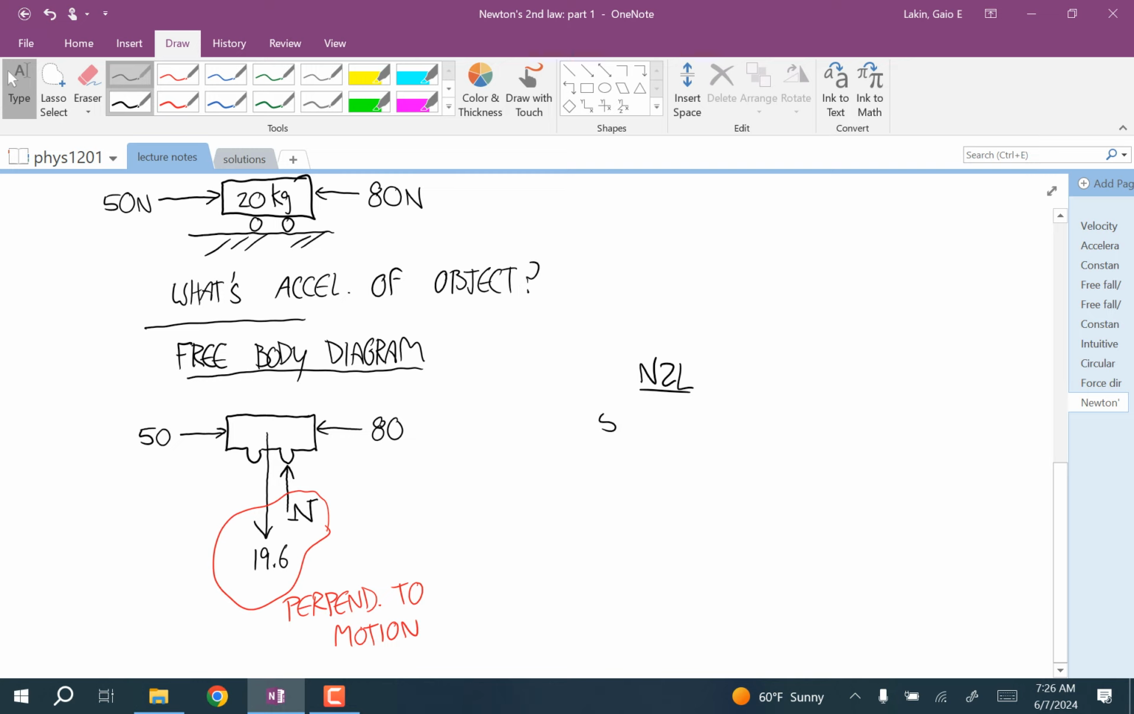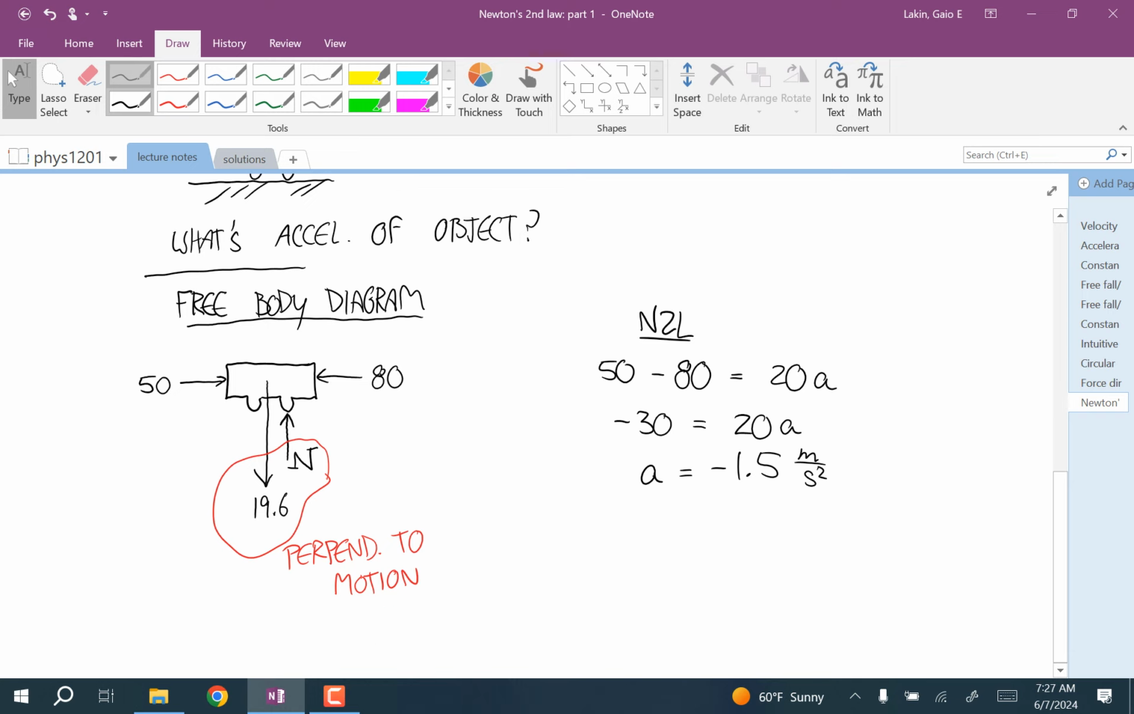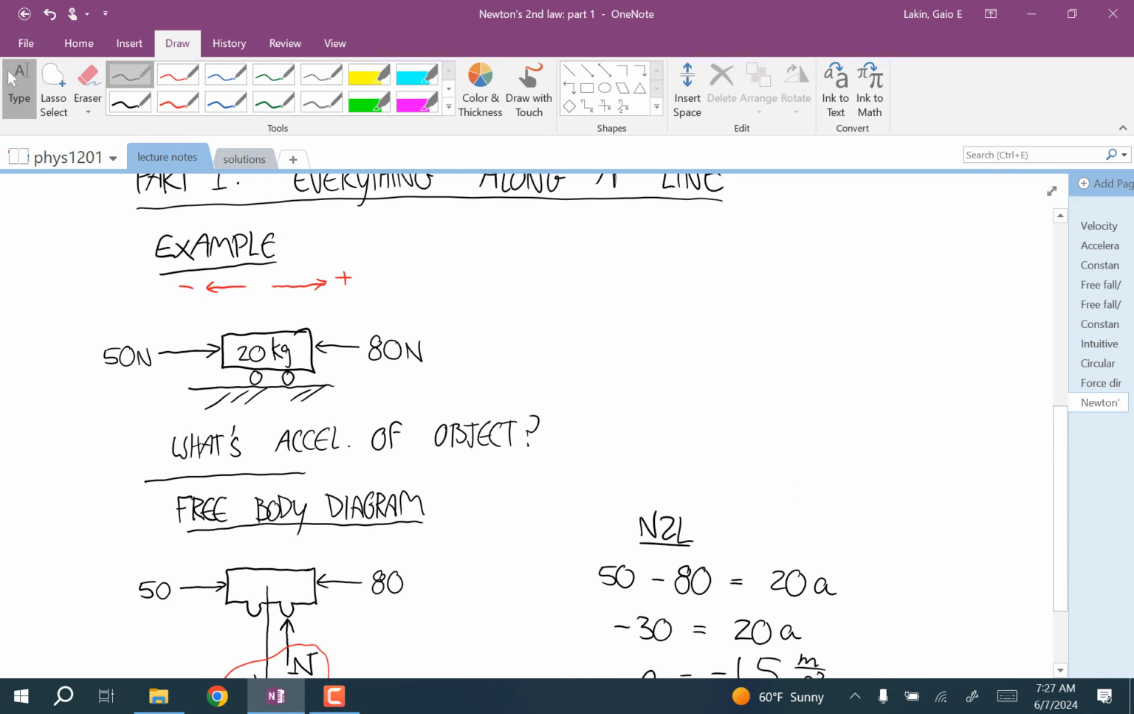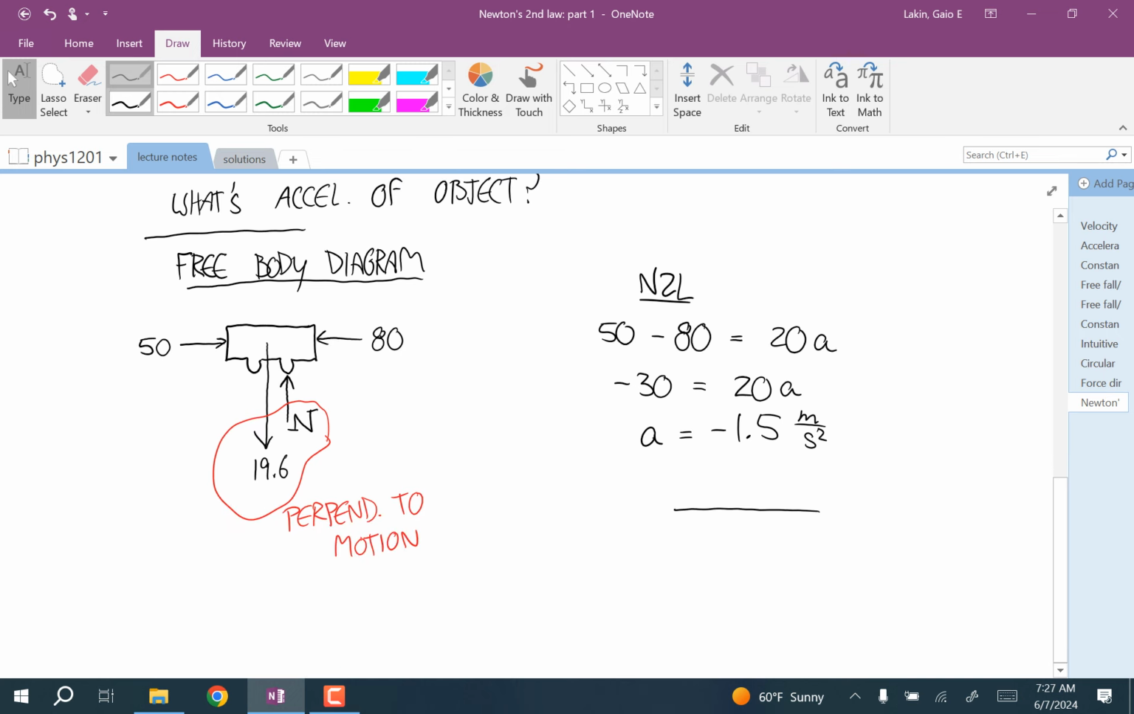We have the 50 in the positive direction, the 80 in the negative direction, so that's negative, and that's equal to the mass times the acceleration. We get negative 30 is equal to 20a. Divide both sides by 20 and you get that a is equal to negative 1.5 meters per second squared. Since that's negative, we know that that acceleration is in what we defined as the negative direction. That's to the left. And so our acceleration is in this direction with a magnitude of 1.5 meters per second squared.